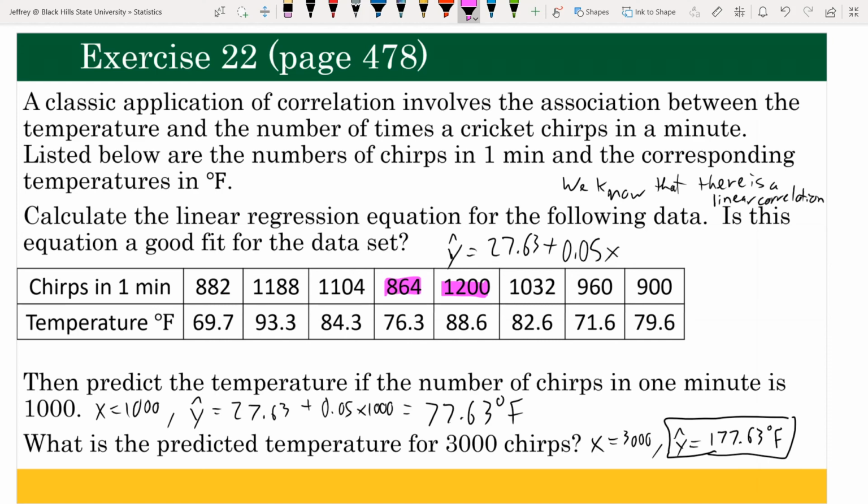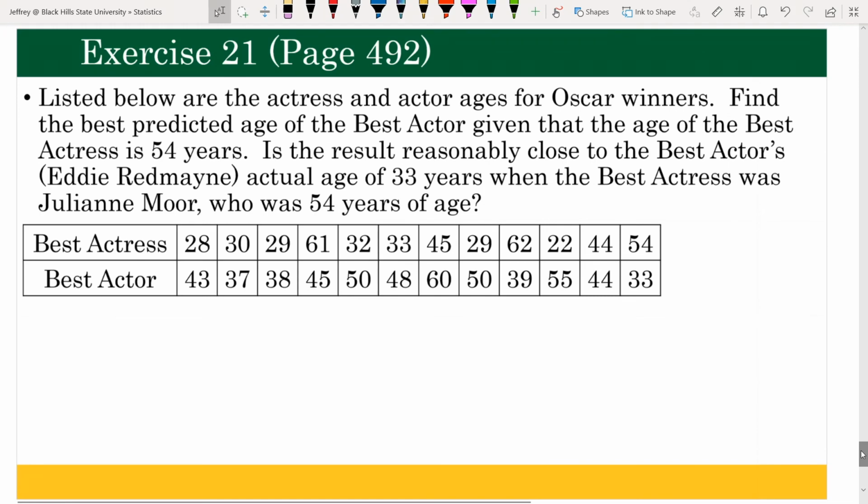So in our last example, we're looking at the ages of the best actress and best actor, and we're basically looking to see if there is a correlation between the two for each of these years for these awards here. Now, we don't know anything about this data set, so I'm going to go ahead and type both of these lists into the X and Y list. So we're going to call the actress's age X and the actor's age Y.